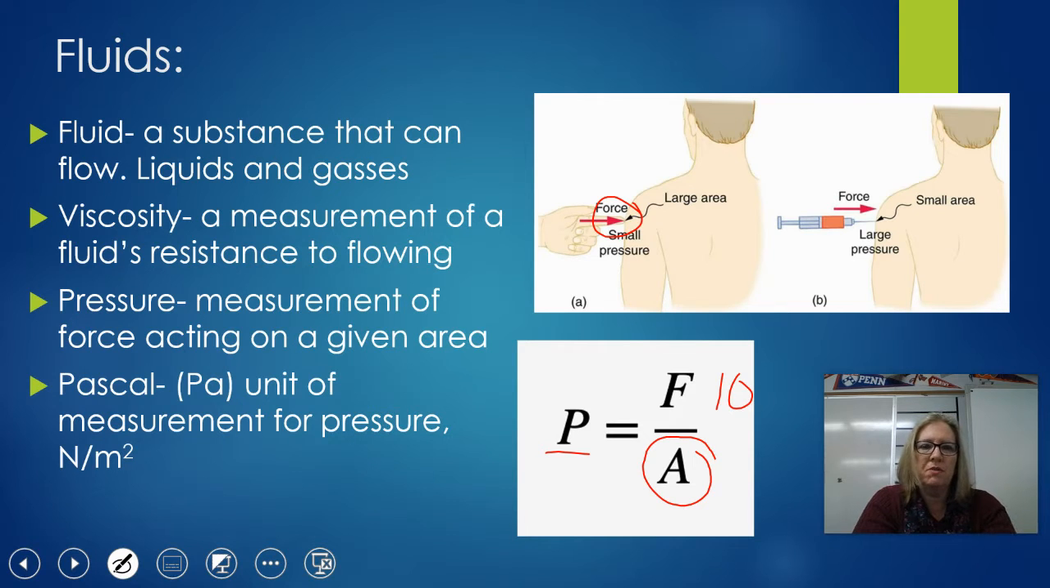Pressure is measured in something called pascals. It's named after this guy with the coolest name in science, Blaise Pascal. Anyway, it's basically newtons per meter squared, and that's just shortened into Pa for Pascal, okay?